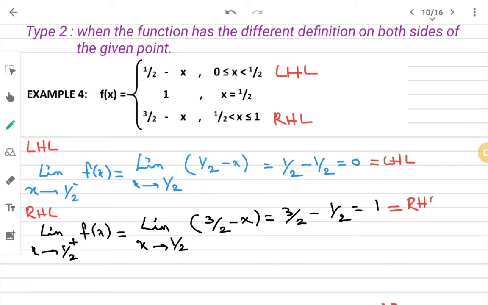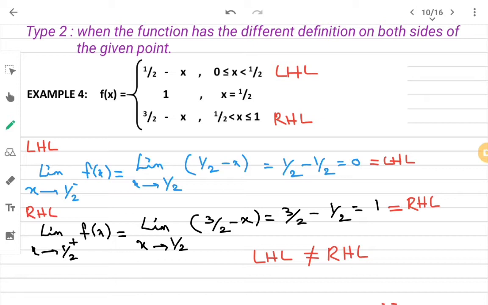From this itself we came to know the function is discontinuous. That is, the left hand limit value is not equal to the right hand limit value. Therefore the function is a discontinuous function.